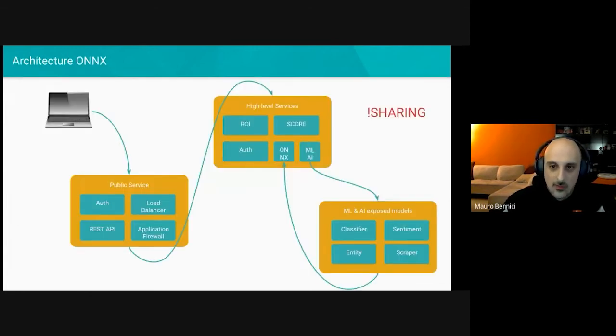So if you go to our slide, we can see that the high-level services include the ONNX and machine learning AI. So we don't have a high-level service that calls exposed machine learning models; these models are included in the high-level services.